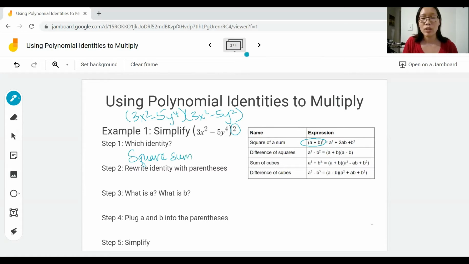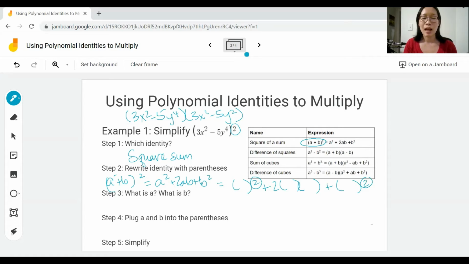Once I figure out which identity I'm using, the second step is to rewrite it with parentheses. So I know that (a + b) squared is going to be equal to a squared plus 2ab plus b squared, which is equal to a squared. And then I'm going to leave parentheses where the a and b go so that I can fill it in later. And this way it keeps me organized, reminding me that I have to square everything that's inside this whole parentheses.